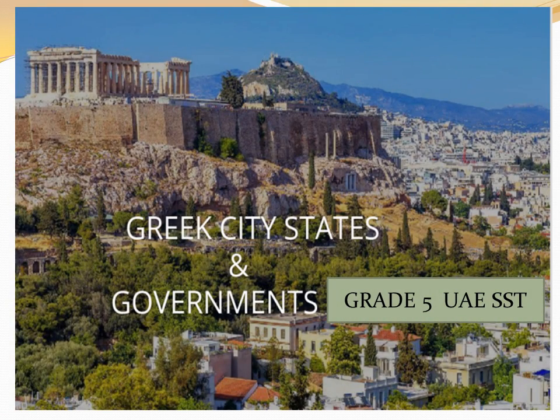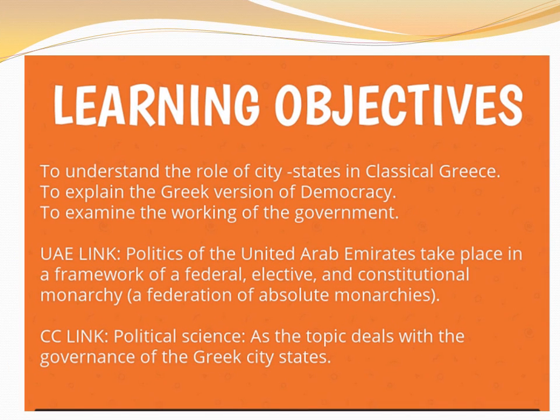Hello viewers, I am back with my new video from Book 2, Lesson 2, Greek city-states and governments of Grade 5 U.A.E textbook. Here we have the learning objectives: to understand the role of the city-states in classical Greece, to explain the Greek version of democracy, and to examine the working of the government.